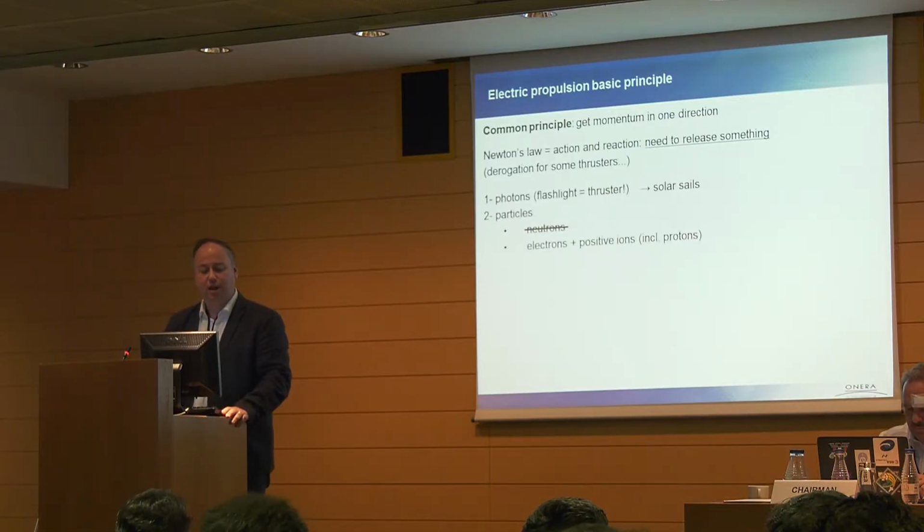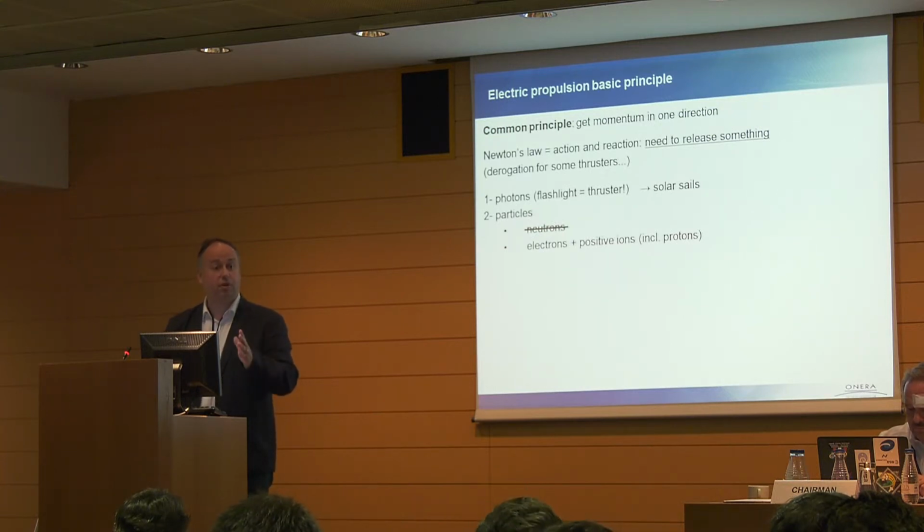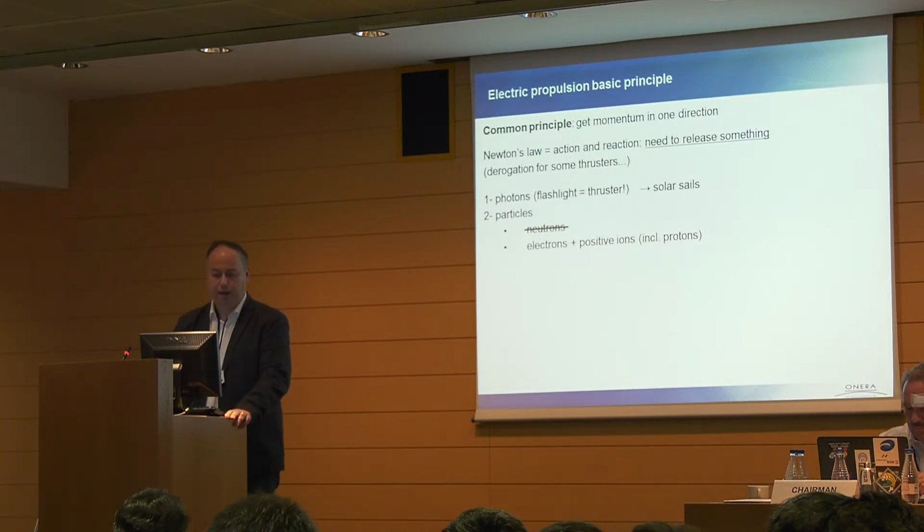Or you can release particles. Neutrons, okay, is not very practical. Electrons and positive ions, because again, as was said before, you need to be neutral. You need to release as many positive charges as negative charges because you need to keep your spacecraft neutral. If not, it will increase in potential, and then it will prevent any particle from escaping. Or atoms and molecules, and that's rockets.